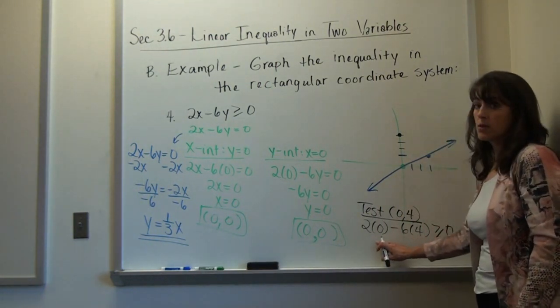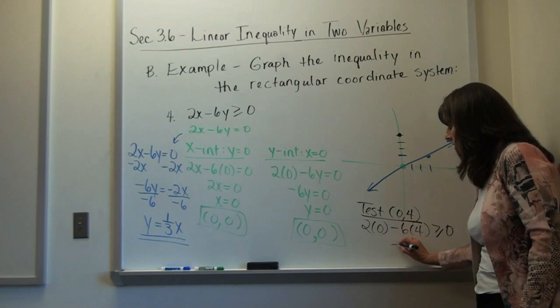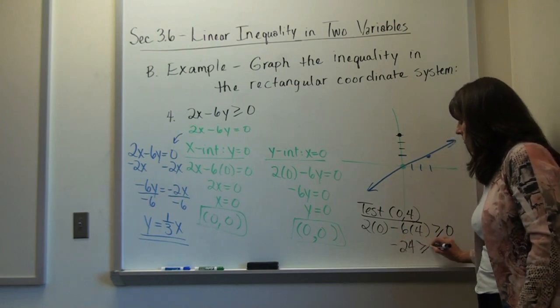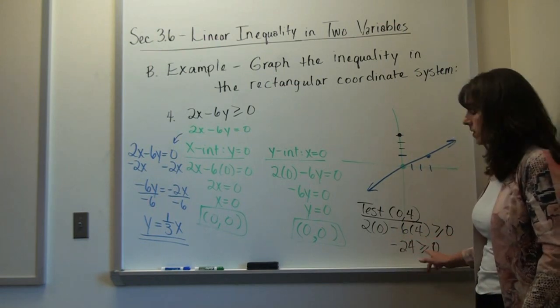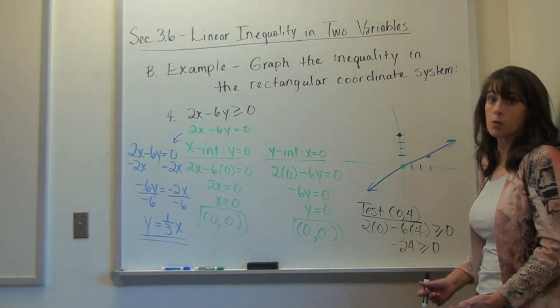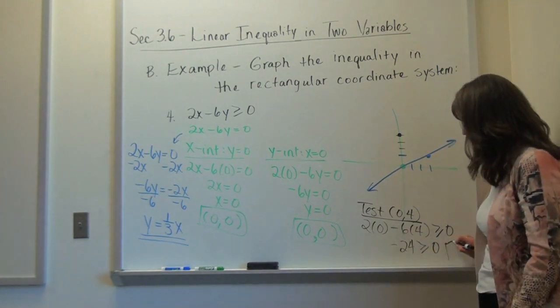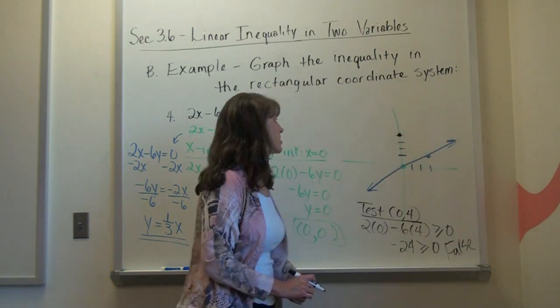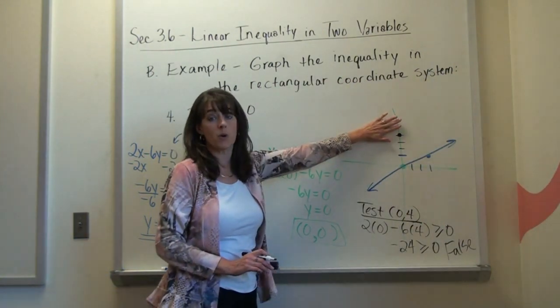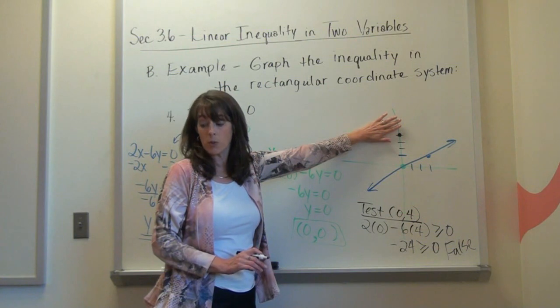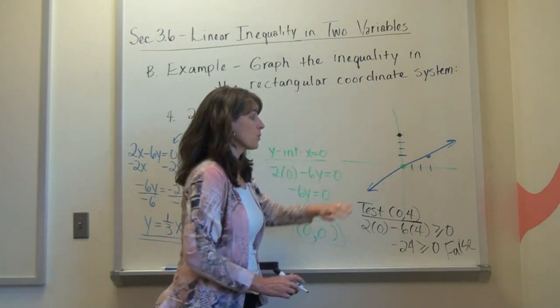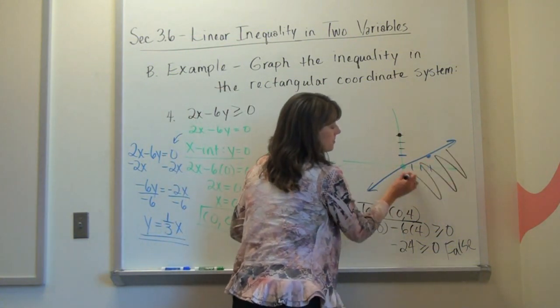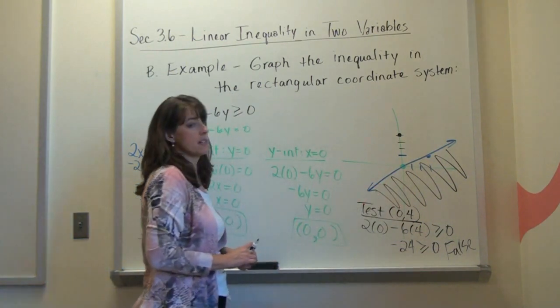Well, 2 times 0 is 0. Negative 6 times 4 is a negative 24. So I look at this statement and I say, is negative 24 greater than 0? Is negative 24 bigger than 0? Absolutely not. That is a false statement. And when it's false, then that means this point does not work. And that means none of the points up there are going to work, so everything that does work is going to be down here. So I'm going to shade that side.